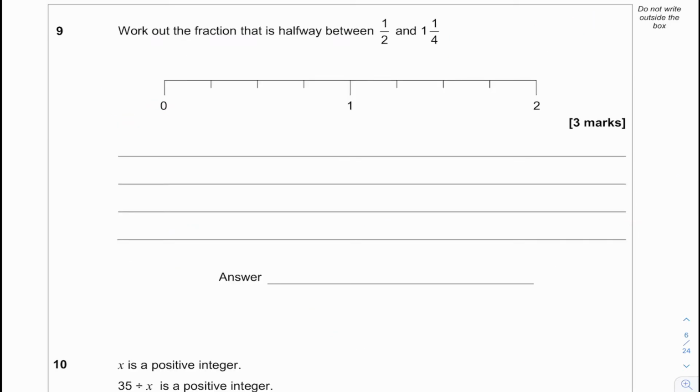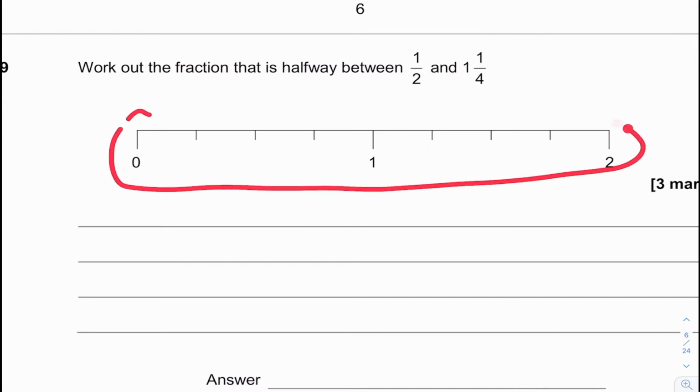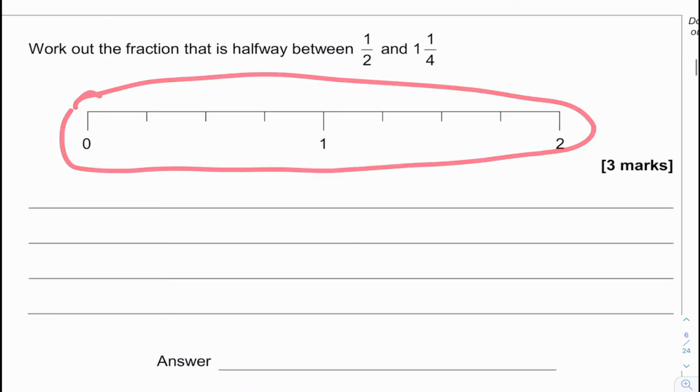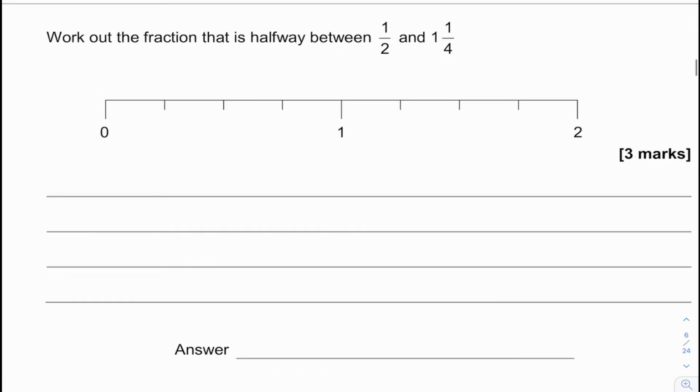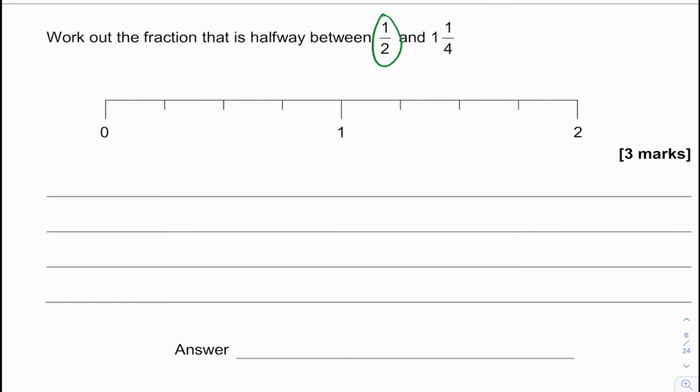Question 9, we need to work out the fraction that is halfway between a half and 1 1/4. So they've given us a number line here. I don't know if you have to use it. It doesn't say to use it specifically, but we'll use it anyway just for this example. So let's label on our 1/2. We've got 0 here, 1 here, and then we've got 1, 2, 3, 4 intervals. So each interval is worth 0.25. So to get a half, we move along 2. So this is our 1/2 here.